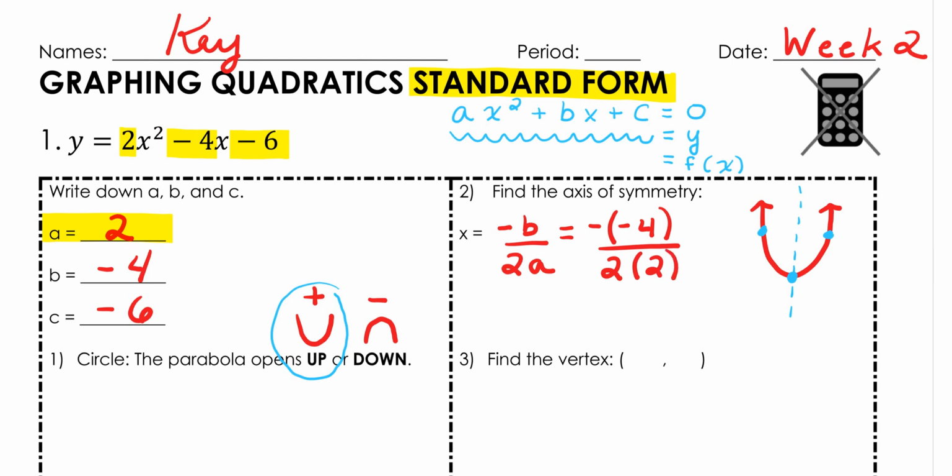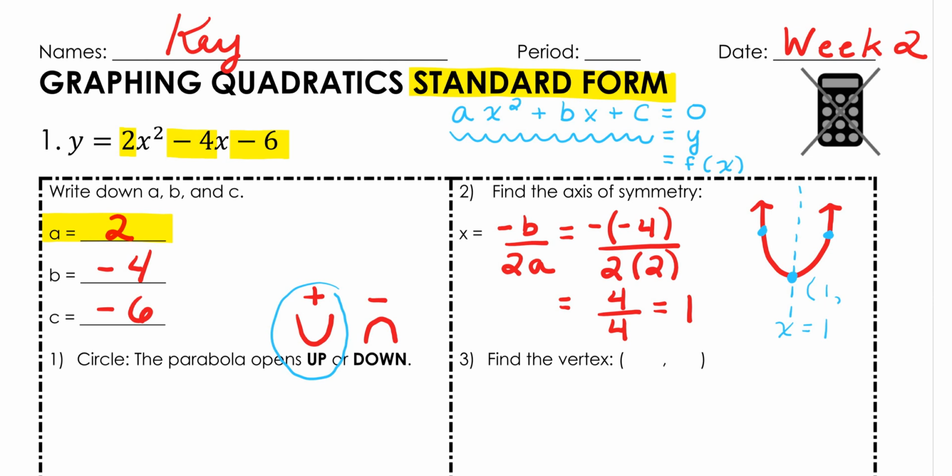Okay, simplifying this a little bit further. Negative 4 gives us a positive 4 all over 2 times 2, which is 4 again. 4 divided by 4 is 1. So that means that the equation for this vertical line on our parabola is x equals 1. That also means that the vertex of our parabola has an x value that is 1. In our next step, step 3, we're going to find the y value of this vertex.